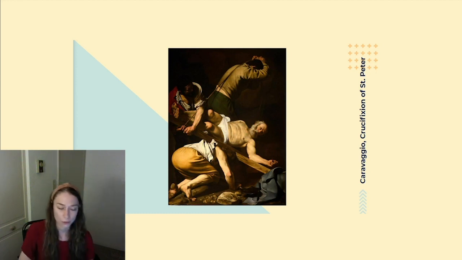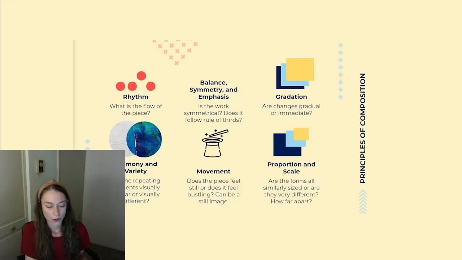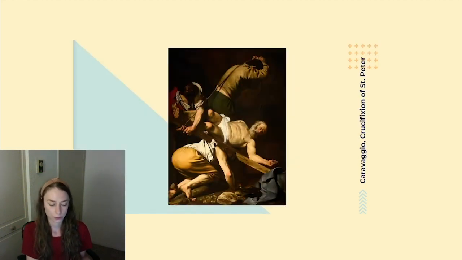What is it that you think is important about it? Why do you think I've put it in here? Thinking back again to rhythm, balance, and symmetry, and emphasis, gradation, harmony, variety, movement, proportion, and scale. So while we're taking in this piece, this is Caravaggio. It's the Crucifixion of St. Peter. It was painted in 1601.